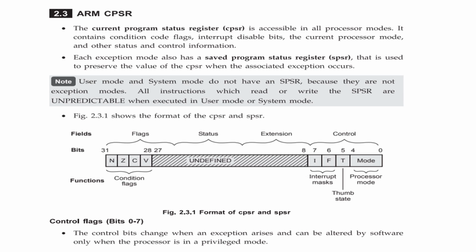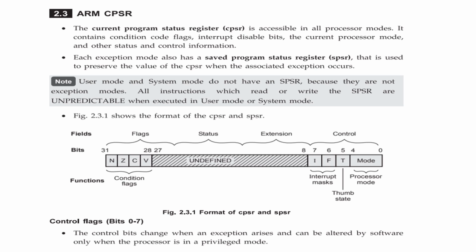Today we'll discuss the CPSR. As you have seen in the previous video, the current program status register is a special purpose register in the ARM architecture. It is accessible in all processor modes. It contains the condition code flags, interrupt disable bits, the current processor mode, and other status and control information.